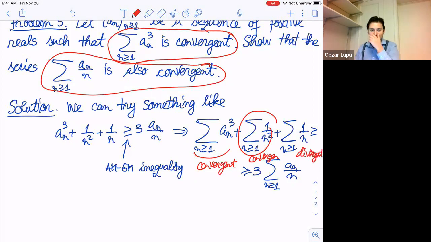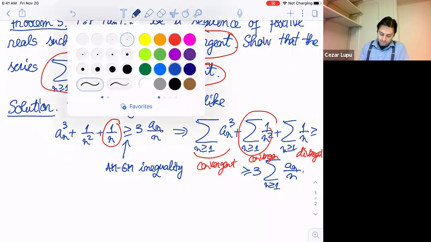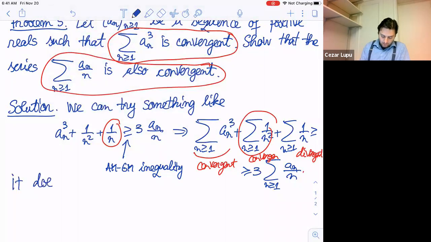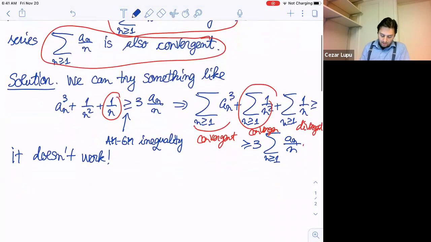So maybe I should do something that will make everything convergent. Instead of using this 1 over n here, maybe I can calibrate the exponents in some way so that the sum will be convergent. So this doesn't work. Nice try, but doesn't work. Okay, so maybe we should try something else. And here we go, we can have the following idea.